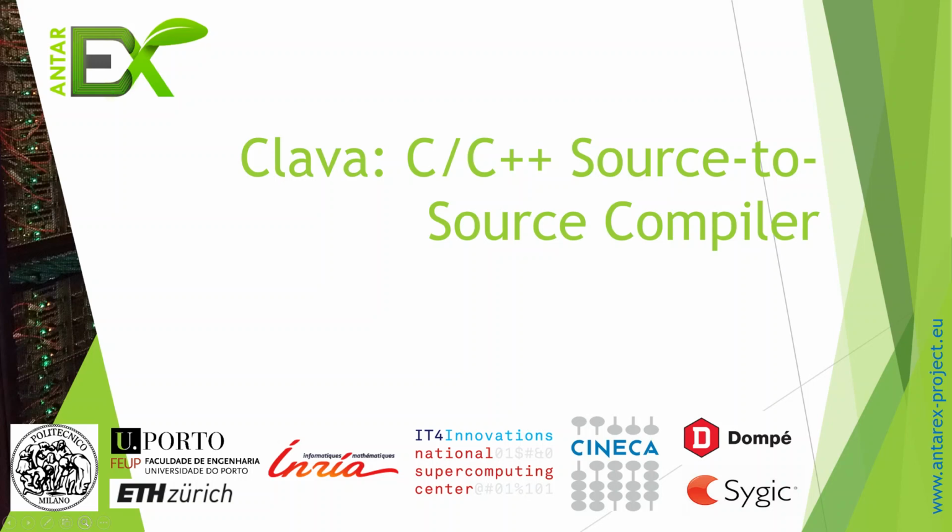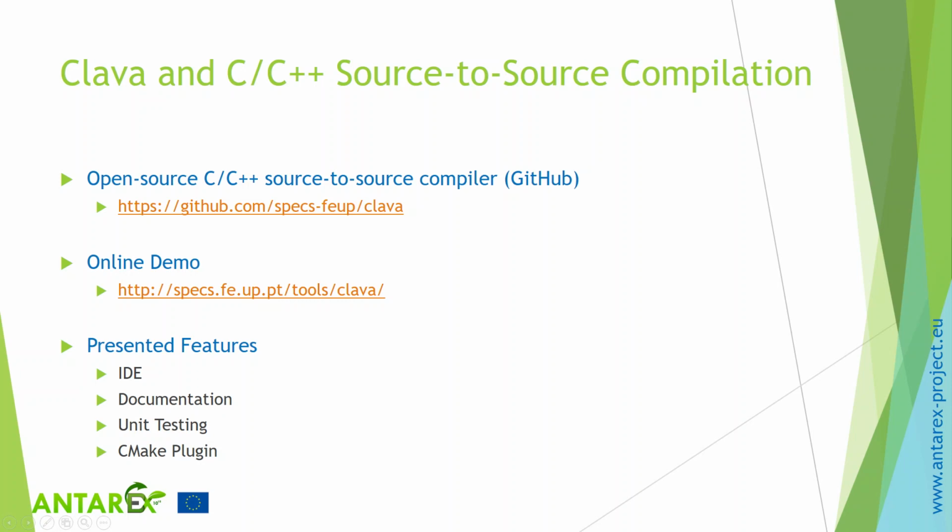We will start by presenting Clava and some of its features. Clava is a C and C++ source-to-source compiler. The compilation process is guided by the DSL ANTAREX. It is open source and you can find it on GitHub. You can also find an online demo.